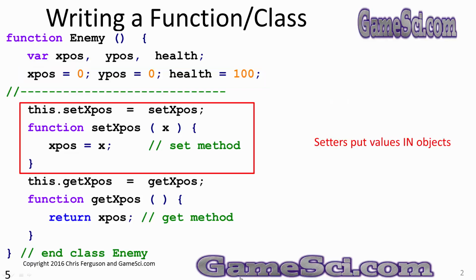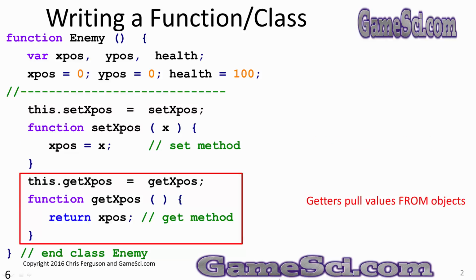This is called a set method, setXPosition. What a setter does is it puts values into objects. setXPosition will assign a new value to the X position variable. Set methods set new values into objects. Next up is getXPosition, also known as a getter method. Getter methods pull values from objects. When somebody outside the object wants to know what the X position of the object is, they'll call getXPosition.